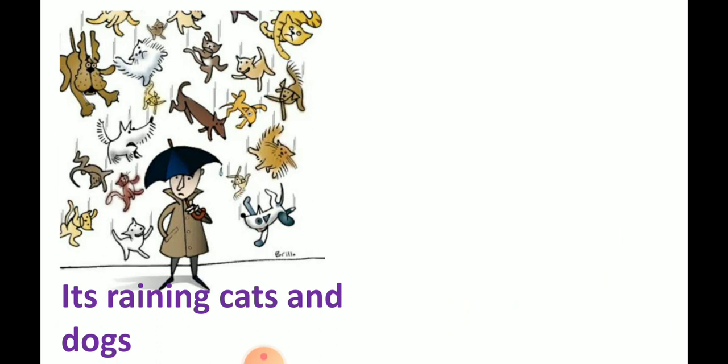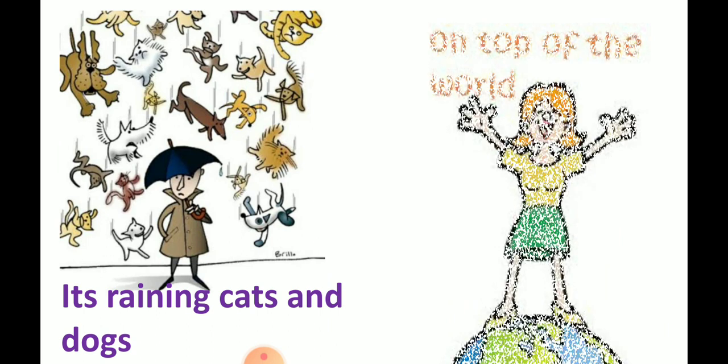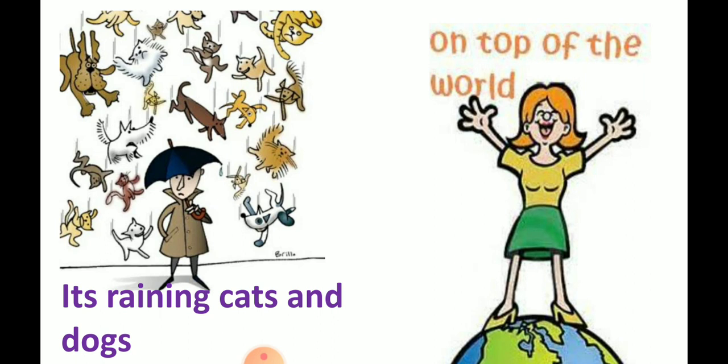I'm saying it is raining cats and dogs. One more. On top of the world. When I'm very happy or when I achieve something, I just say I'm on top of the world. Do I literally mean I'm standing on the world, on the globe like this, on the earth like this? Is it real? No. It's an exaggerated statement to show my happiness that I am on top of the world.